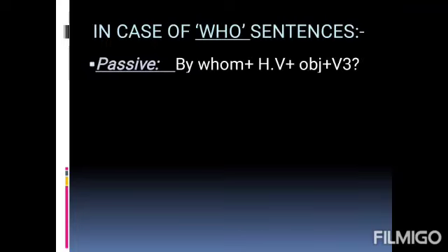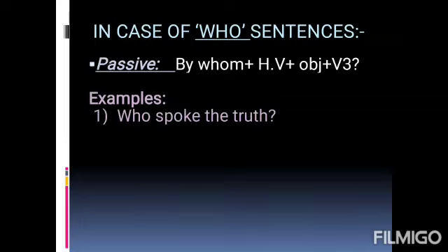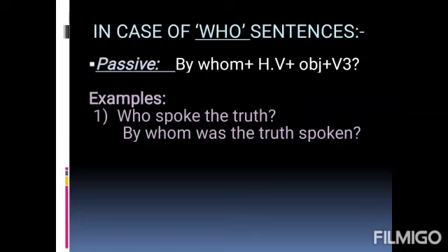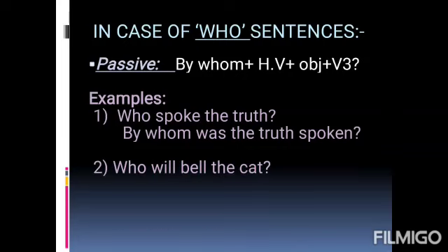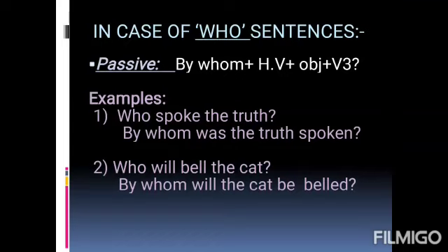Now there is another WH word, who. There is a difference in solving the sentences with who. The rule says by whom plus helping verb plus object plus V3, then question mark. Example: who spoke the truth? So we will start with by whom. By whom was the truth spoken? Second example: who will bell the cat? Passive will be: by whom will the cat be belled?